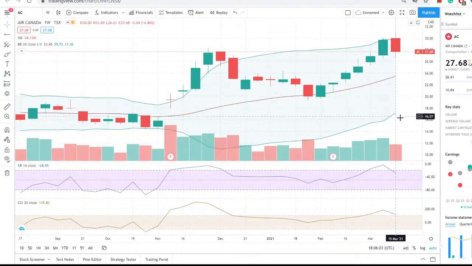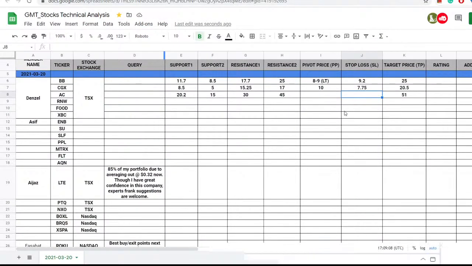So I would say $16.50 as the stop loss for an entry at 20.20.